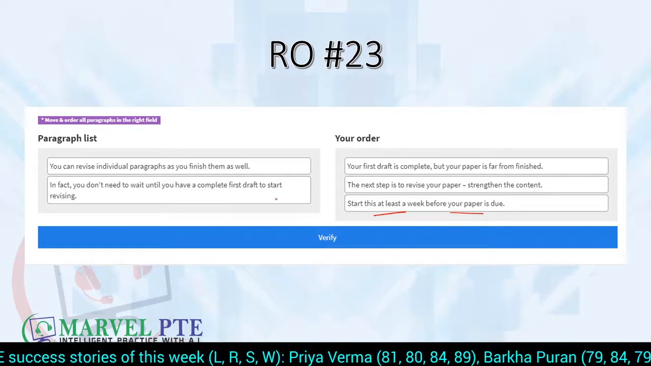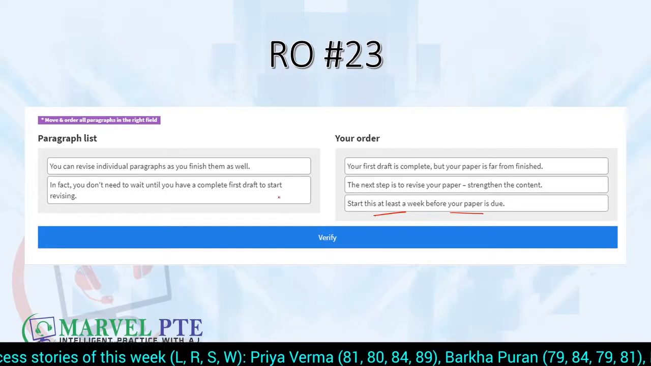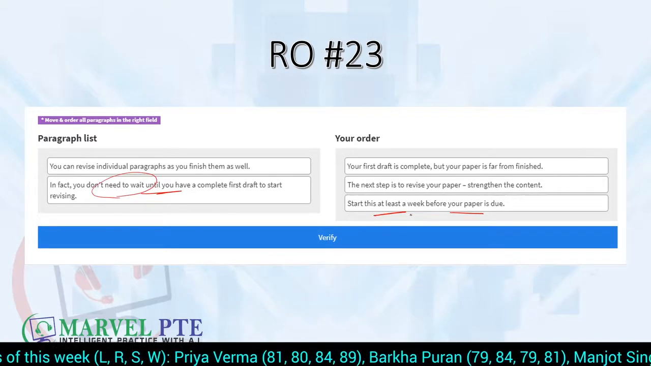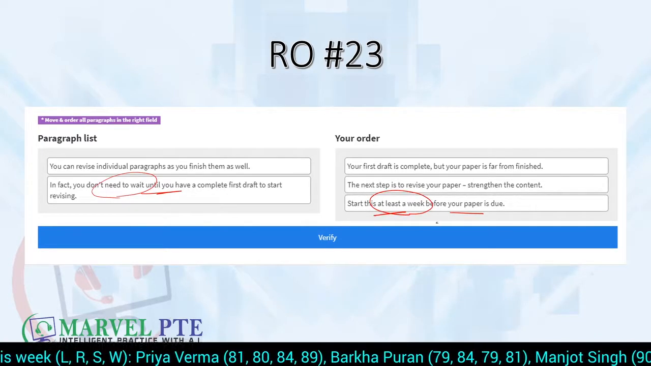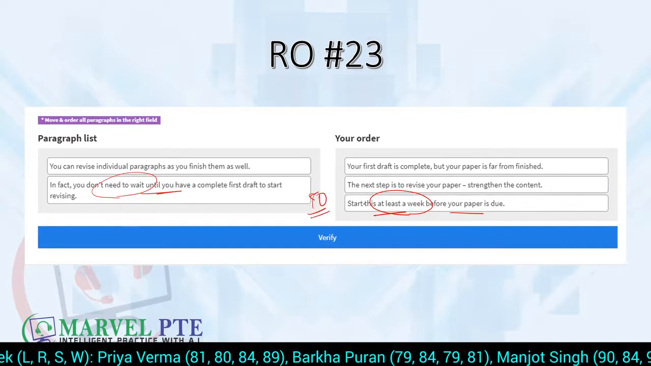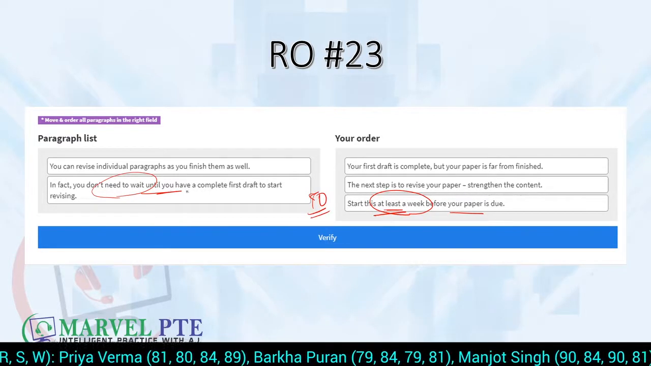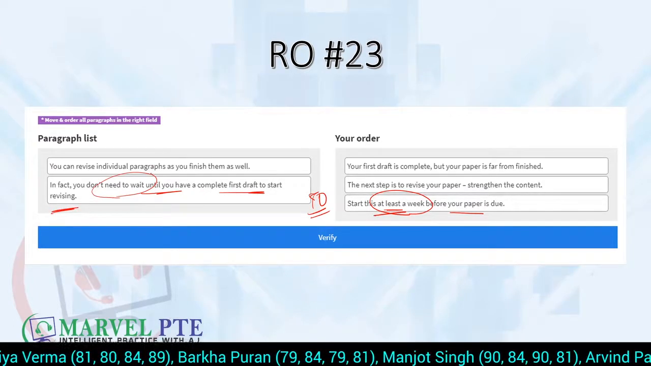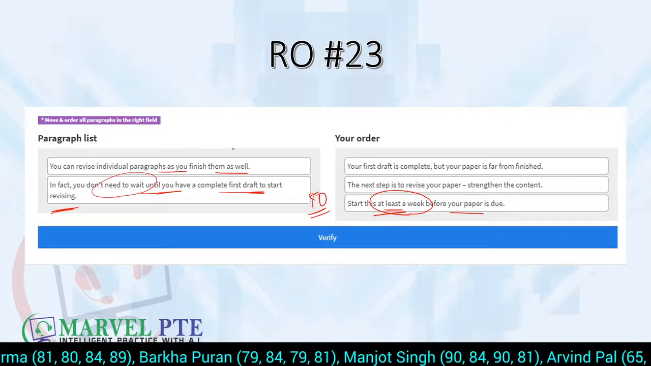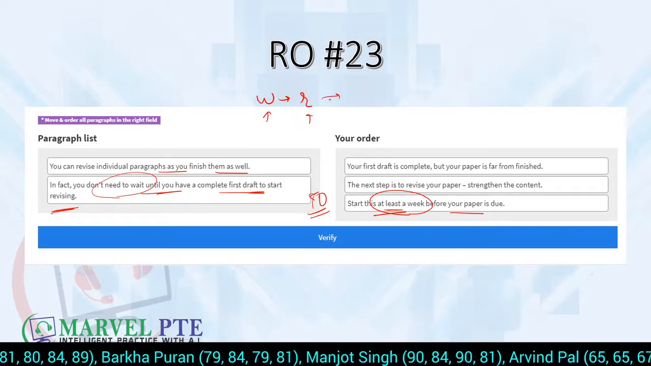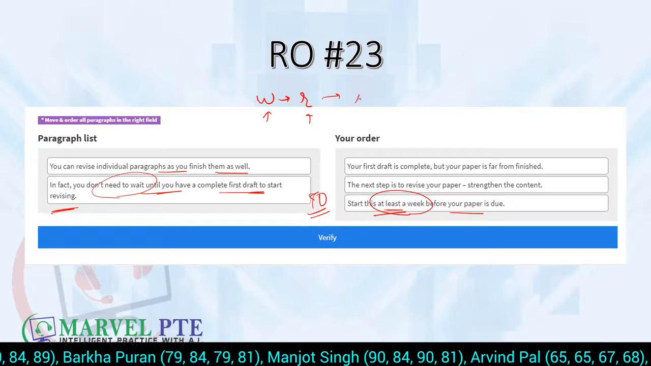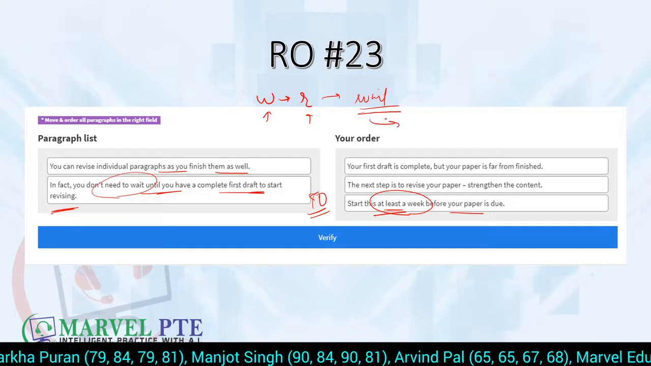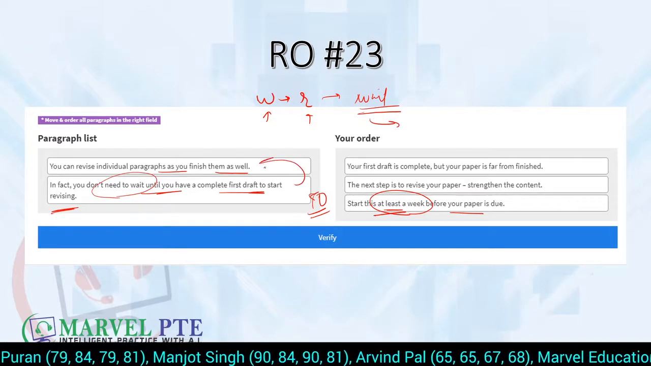And then what you can say is, in fact, you do not need to wait until, because we are talking about the time, we have mentioned the time over here. So that is the TO connection we have made with the time. You do not need to wait until you have a complete first draft to start revising. Okay. And the next line we are left with is, you can revise individual paragraphs. So it's saying first you write, then you revise. Then it's saying that the alternative ways, you do not have to revise it in complete. You do not have to wait for whole paper to complete, and you can revise individual paragraphs.